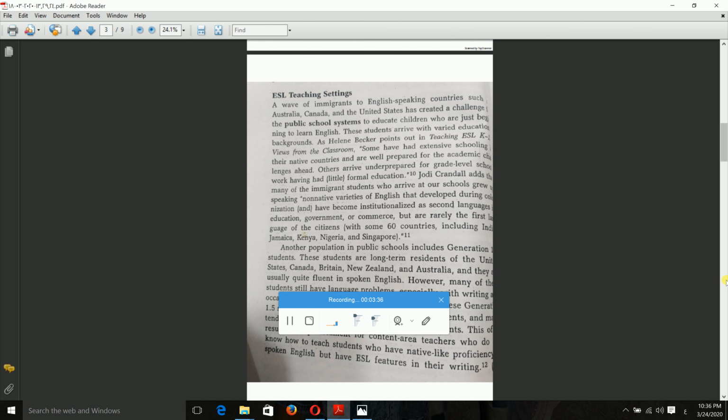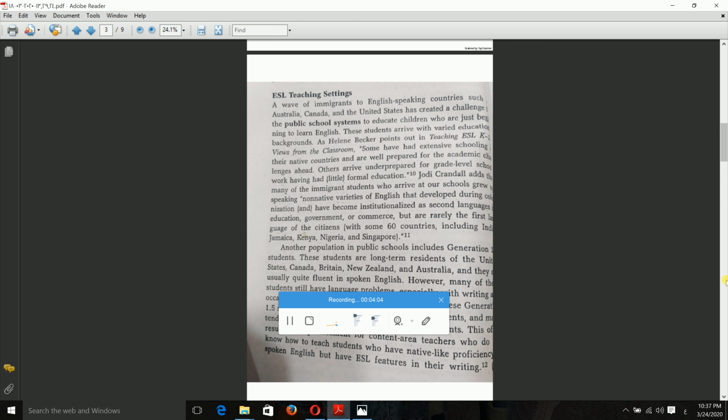My dear students, let us move to another page, which is ESL teaching settings. ESL teaching settings. I took pictures of what is required from you to read and study, so that you master it, and I will share them and explain in detail.